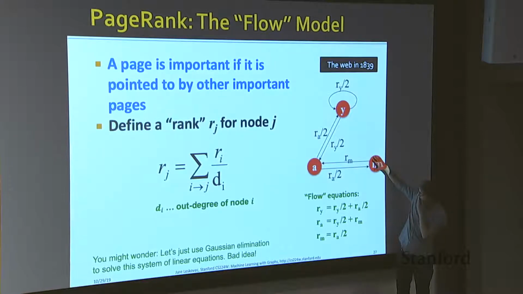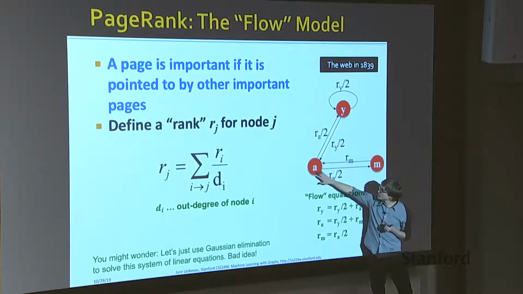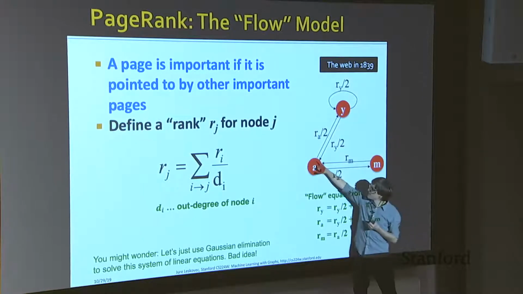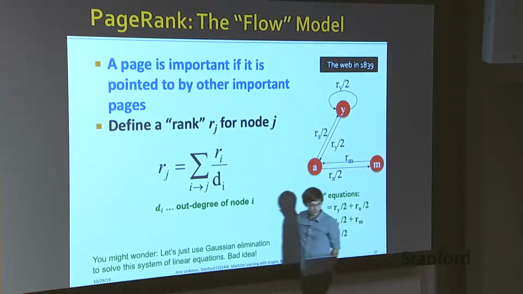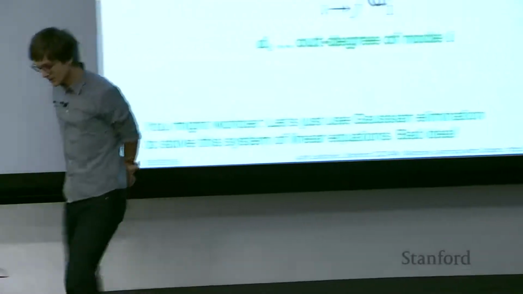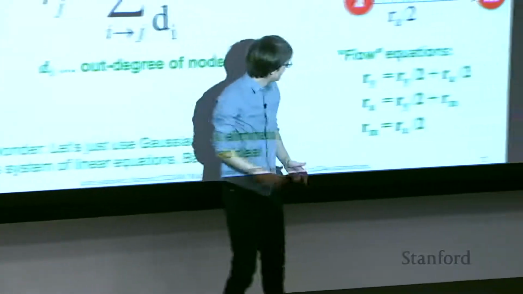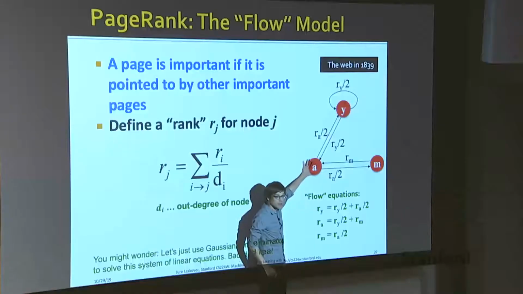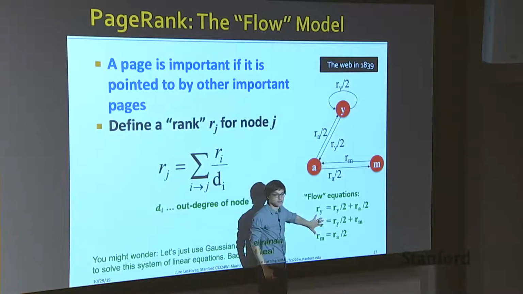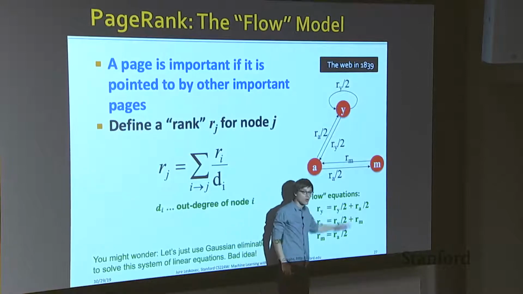Importance of M is half of the importance of A, because A takes its importance and splits it among 2 outgoing connections. Okay? So that's basically it. And now what do you notice? You notice I have 3 equations and 3 unknowns. So I could basically go and solve this system of equations.